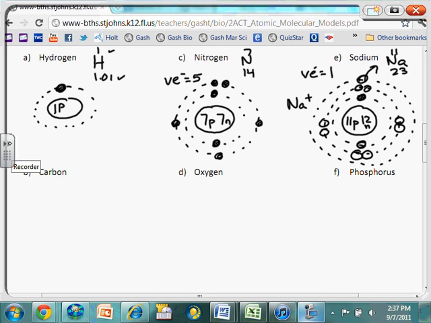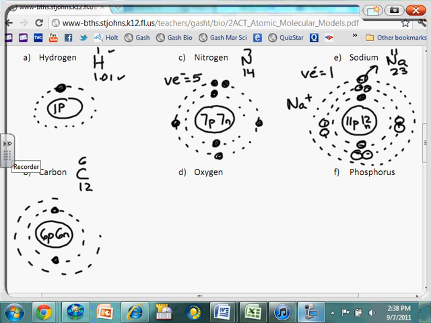Okay, now let's look at carbon. We actually did carbon in class, so I'm not going to go into much detail about that. But again, the atomic number means there's 6 protons. There are going to be 6 neutrons. And that means we also have 6 electrons: 2 in the first shell, and we need 4 more to go in that second shell.